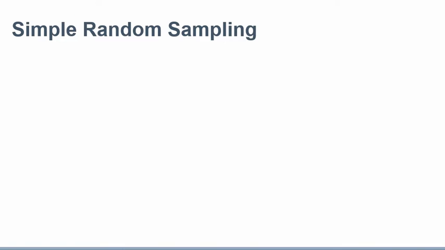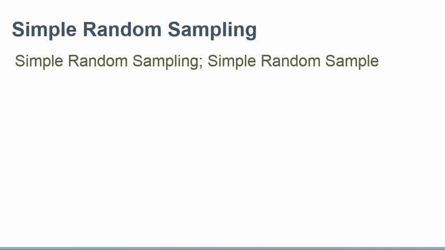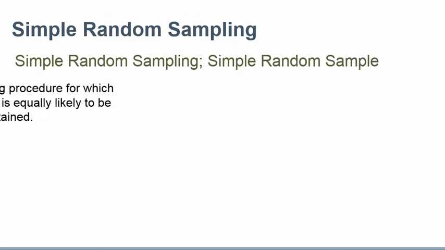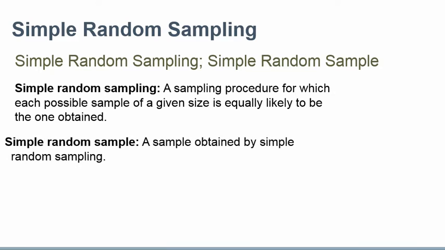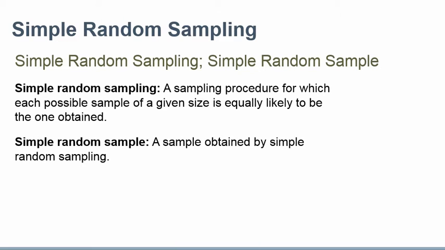Simple random sampling. Simple random sampling and the simple random sample. Simple random sampling, a sampling procedure for which each possible sample of a given size is equally likely to be the one obtained. Simple random sample, a sample obtained by simple random sampling.